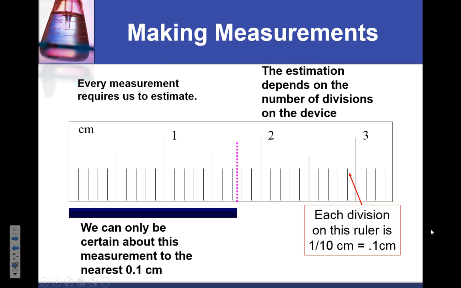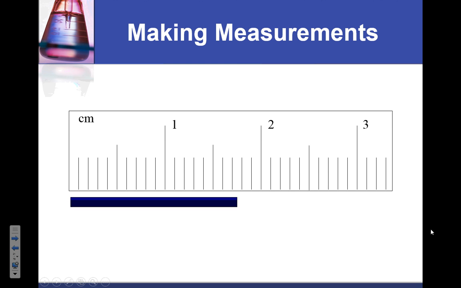So in this case, because this is another centimeter ruler, and it's a lot like the last one. It looks different, but we have numbers 1, 2, and in between we have 10 divisions. Each division on this ruler is a tenth of a centimeter. Well, if we can read certainly to the nearest tenths, that means we can estimate to the nearest hundredths.